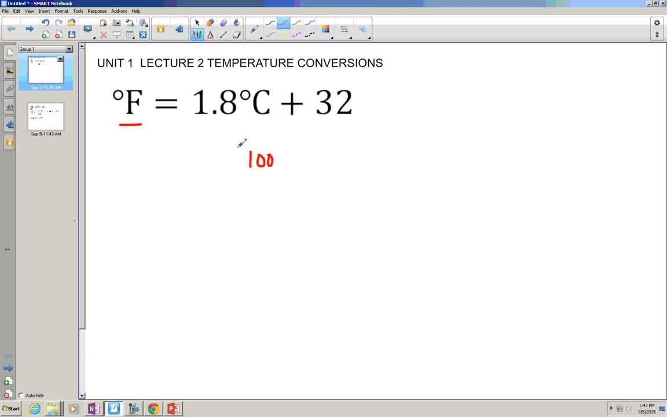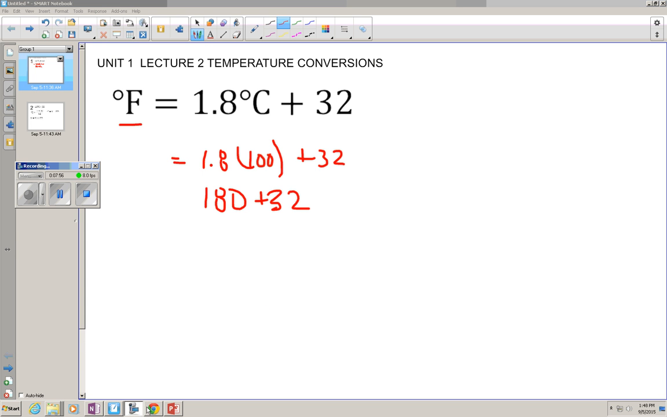Whatever you have in Celsius, you're going to multiply that number by 1.8, and then you're going to add 32 to it. So 1.8 times 100 is 180, plus 32. Okay, so there's no surprise here.